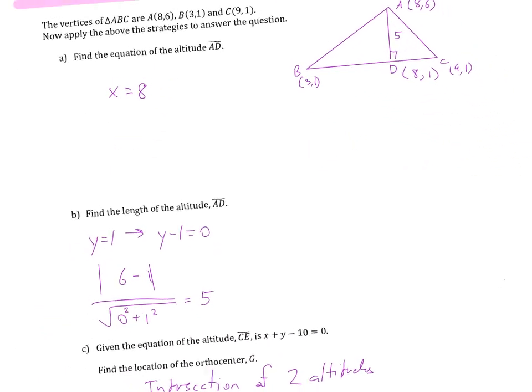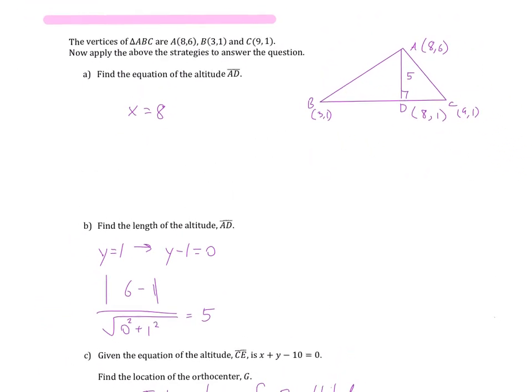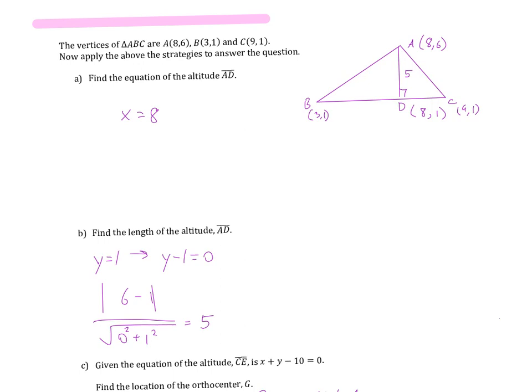With the length of the altitude, we could have just counted it. So some people are like, oh, very simply, this distance is 5. The distance between 1 and 6 is 5. But if we convert this to the general principle of using distance from point to line, y equals 1 is the line, so y minus 1 equals 0. Substituting 8, 6, well, there's no x value here, and that's going to just give us 5. So the nice thing to see is that this actually works in either case.